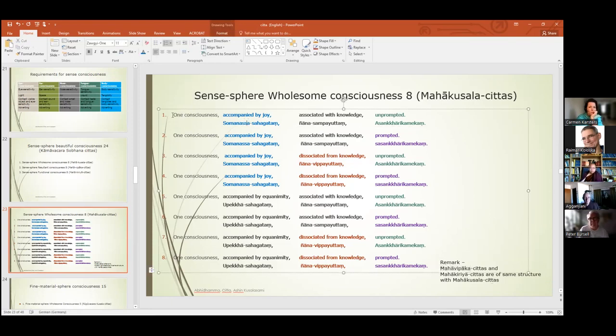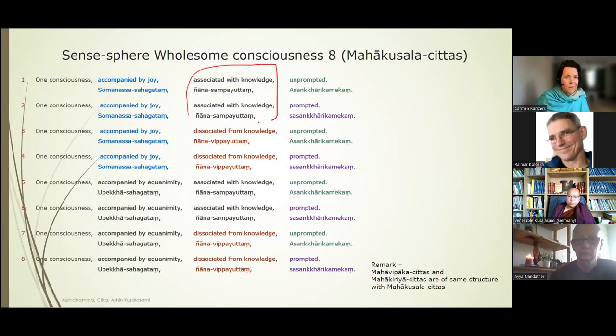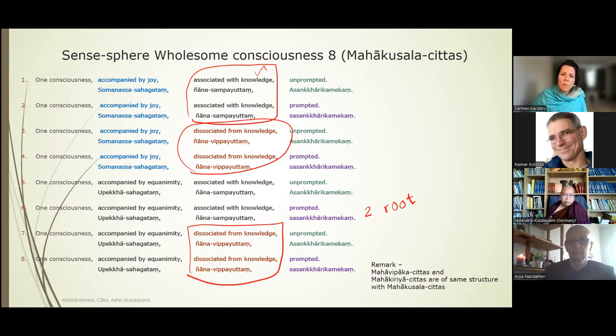So here, the root is here: associated with knowledge and dissociated from knowledge. For the ones dissociated from knowledge, these four have two roots. I can imagine some beginners will not understand very deeply, because you need a lot of information. You still have to learn a lot to understand this. So for these two, there are two roots.